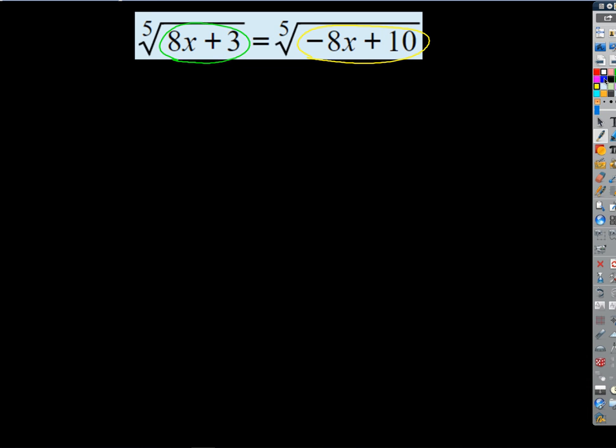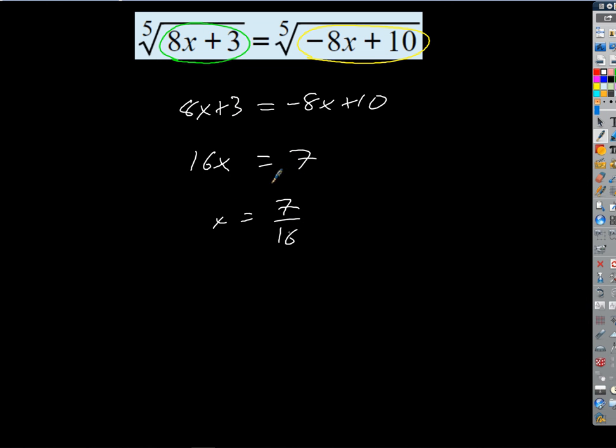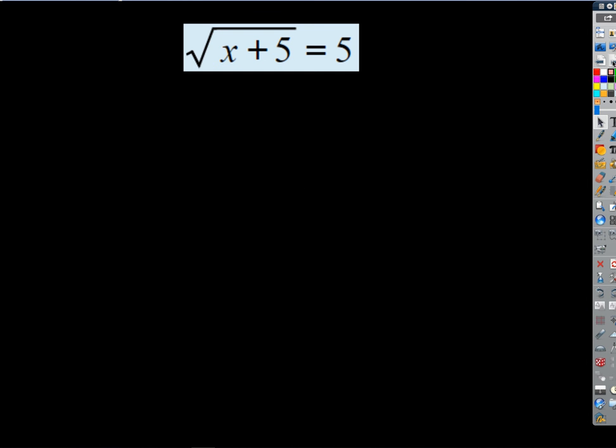So we could just say that we can set these equal. 8x plus 3 has to equal negative 8x plus 10. I would add 8x over here and get 16x, subtract 3 and get 7. So x would just be 7 over 16. No big deal. Okay. But what happens if I don't have something so easy? What happens if I've got just a radical on one side?